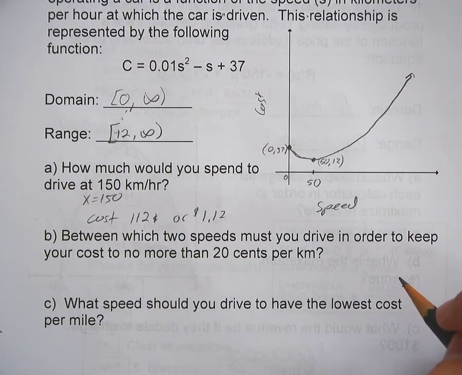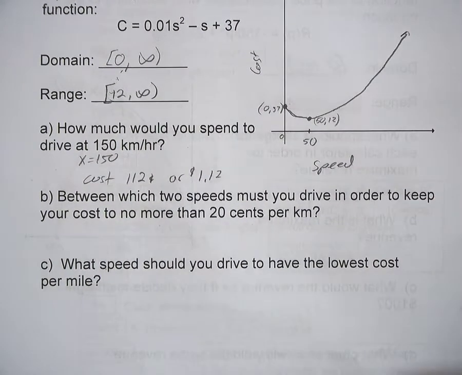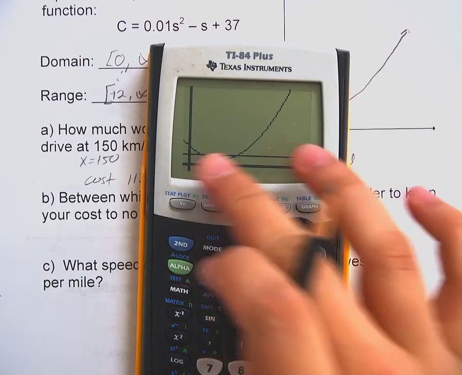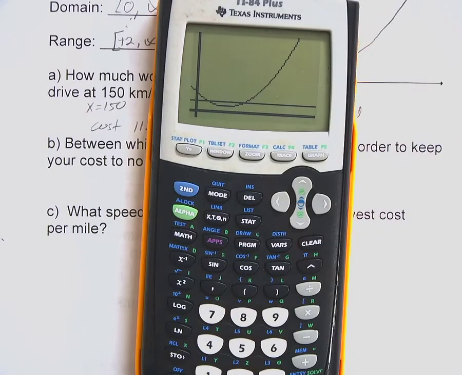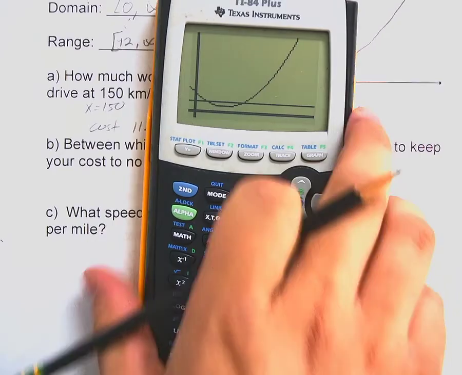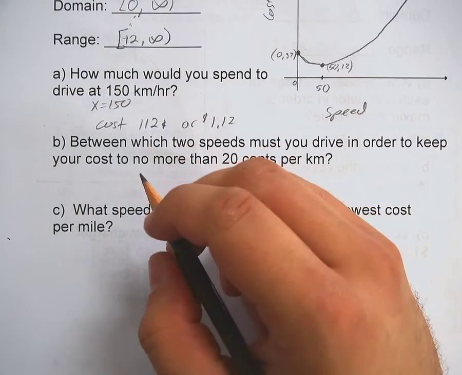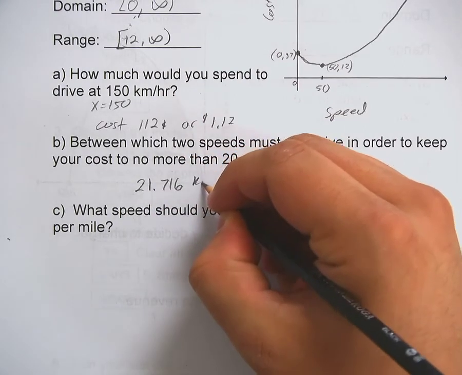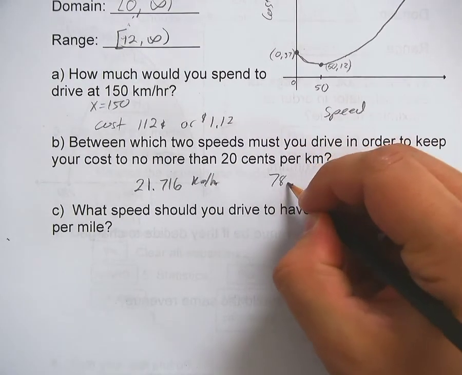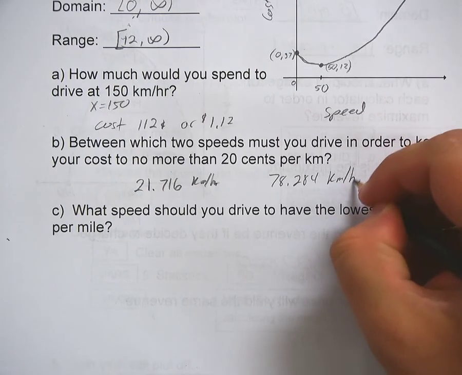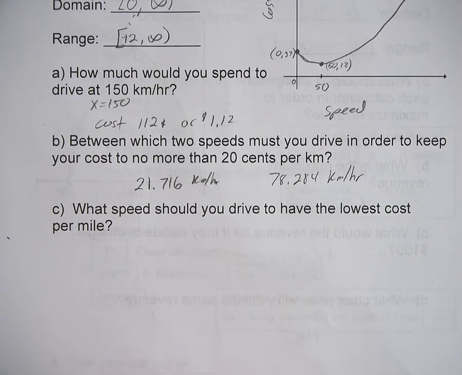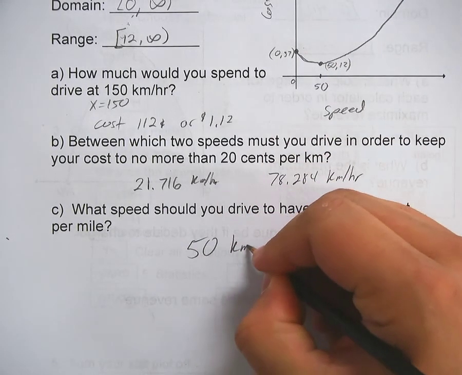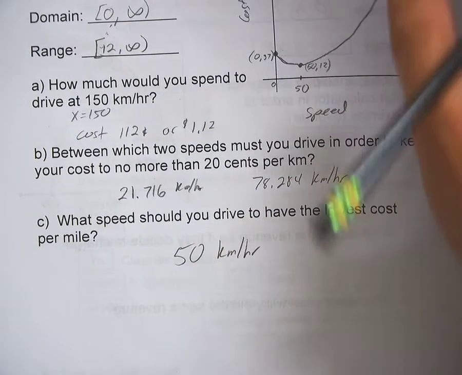Between which two speeds must you drive in order to keep your costs no more than 20 cents per kilometer? So I'm going to go into y equals y2, 20. And I'm going to find these two intersections. I've already done this ahead of time just for the sake of time here. 21.716 kilometers an hour and 78.284 kilometers per hour. What speed should you drive to have the lowest cost? Well, that's where your minimum is at, 50 kilometers per hour. And that just came from your minimum.